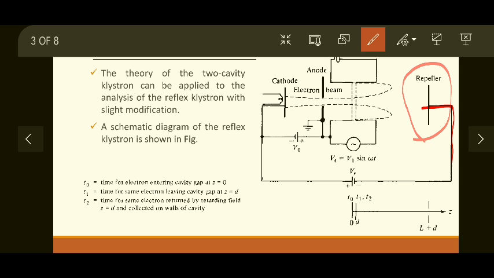Now the repeller is attached to a DC voltage denoted by VR. The microwave input is denoted by Vs, V1 sin omega t. This is AC. VR is DC. Also, the anode is connected to a DC voltage V0. The cathode is connected to V0 and VR combined. So this is the construction.